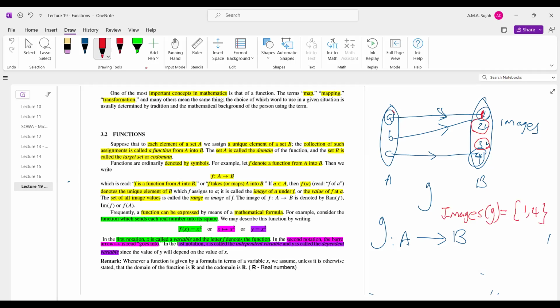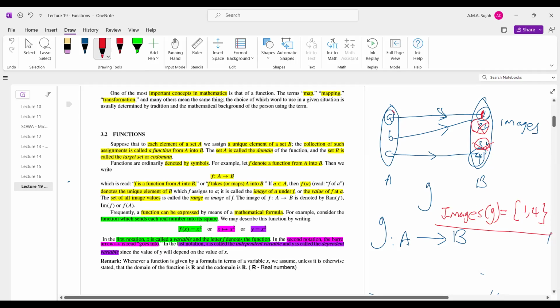How can you find the images of the function? What are the elements of the codomain which are assigned, which have a relation with the domain elements? These codomain elements we can call the images of that function. So 2 and 3 are not images, right?